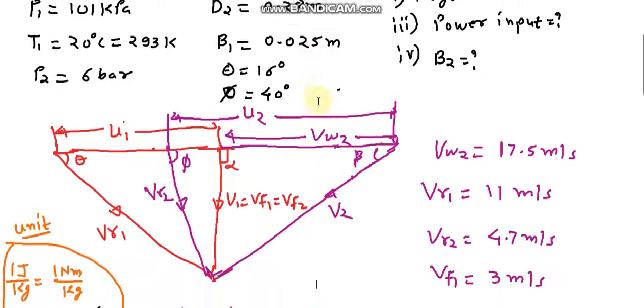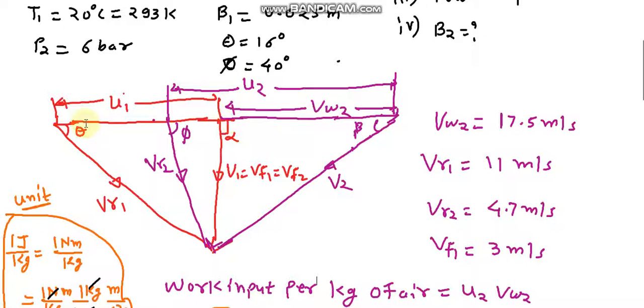By the graphical method you can draw this. First, taking a scale, draw U1 and make a vertical line. We don't know V1. Draw a vertical line from this point, and theta is given as 16 degree, the blade inlet angle. So we draw an inclined line, and it intersects the vertical line at this point. For this point we get VR1 and V1, and V1 is equal to Vf1 is equal to Vf2. In that manner you can draw the inlet velocity triangle.